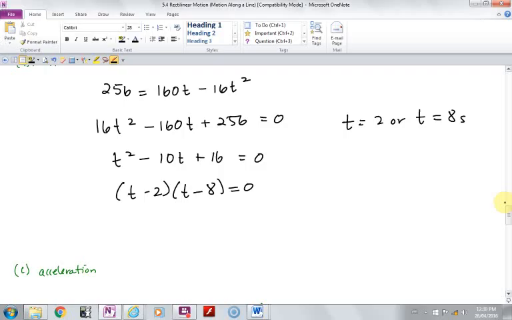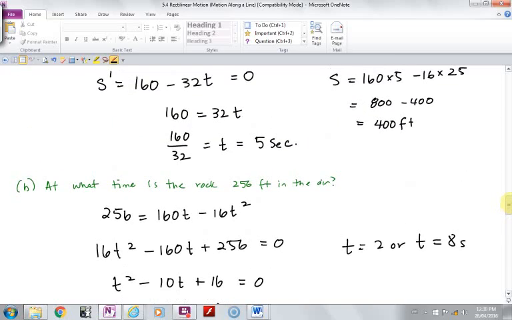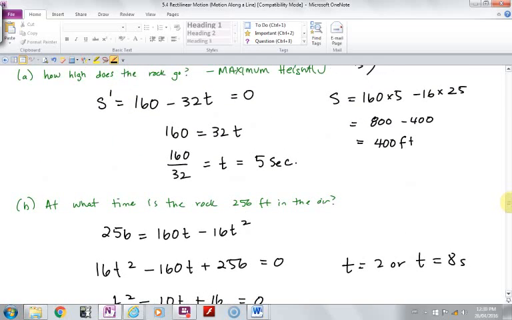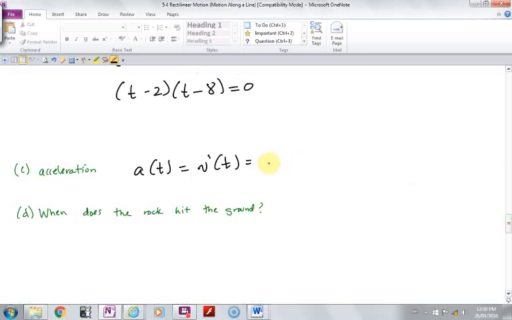What do we do to find the derivative, the acceleration, of this function? The second derivative of the position function, or the first derivative of the velocity function. The velocity function was 160 minus 32t, so the acceleration is going to be minus 32 feet per second squared, which we talked about at the very beginning. And when does the rock hit the ground? We said at 10 seconds.